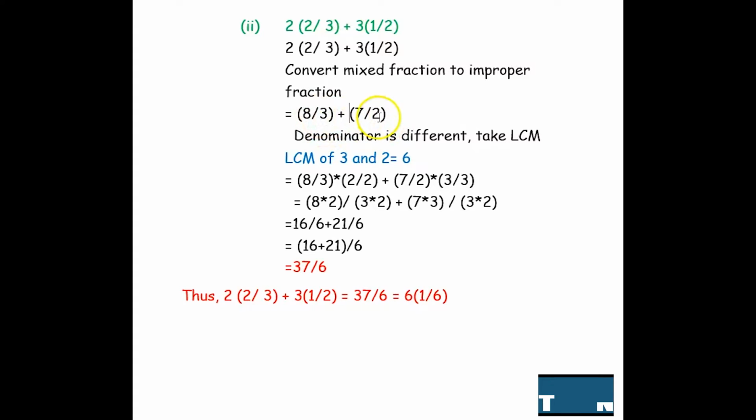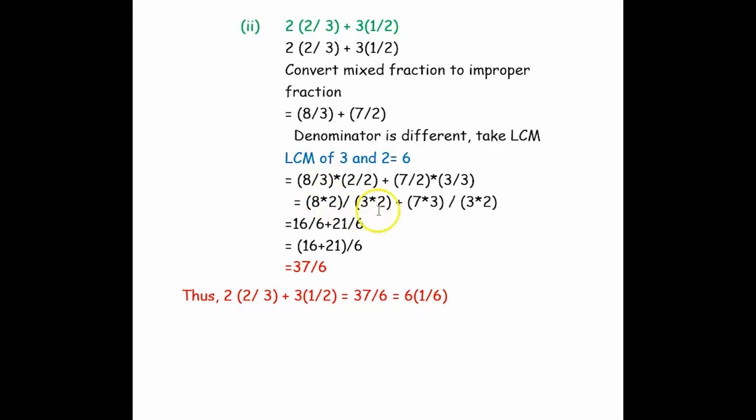So to add these two fractions, we should make the denominator common or same. So how to do this? We have to take LCM of this. So LCM of 3 and 2 is 6. So we want to make the denominator term as 6 so that we can have a common denominator and we can add the numerator. Now we'll see how to make this denominator as 6. So here the first fraction is 8 divided by 3. So if you multiply by 2, you will make the denominator as 6. So multiply the numerator with 2 and the denominator with 2.